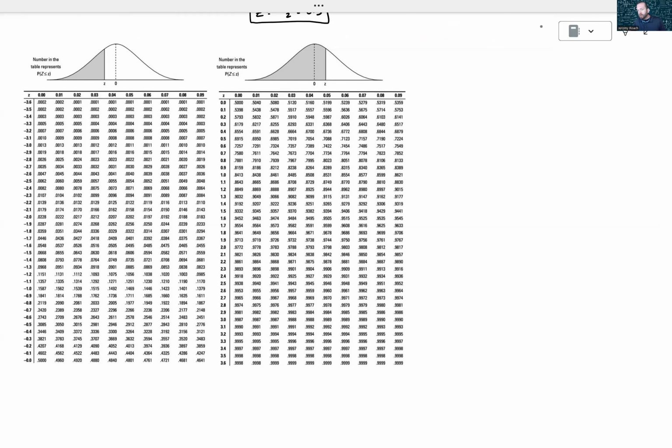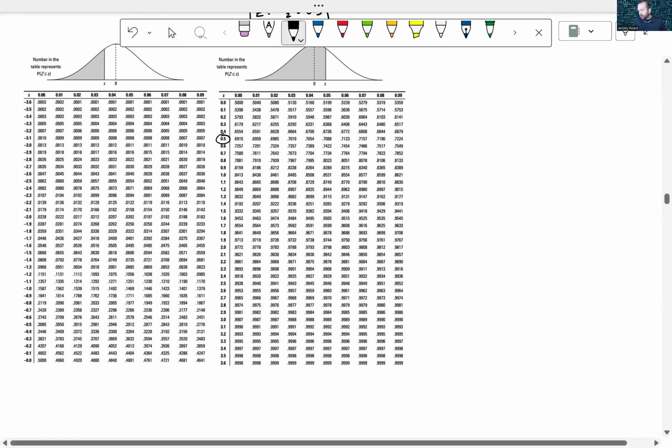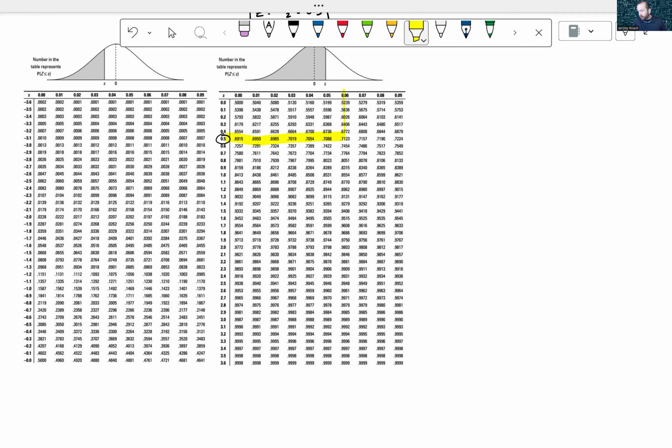So we're going to look for where z is 0.5. And here we can see z is 0.5. These values on the top represent the hundredths. So if it was like 0.56, we would go to the 0.06 and we would trace along like this to find where they intersect. So that's what those numbers are. But this is just 0.5. So we're looking for 0.50, which is this first value right there.